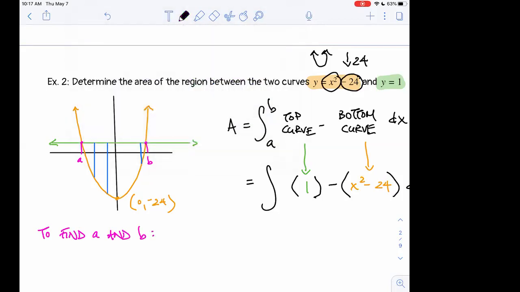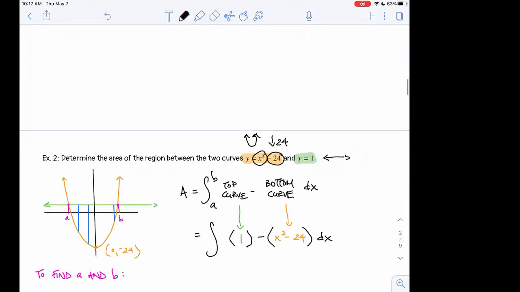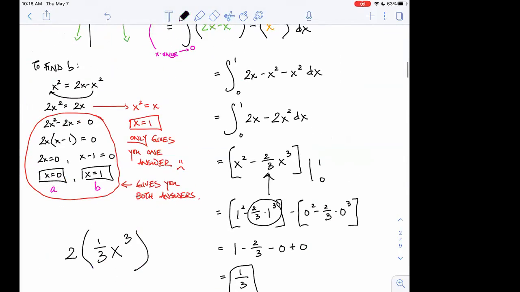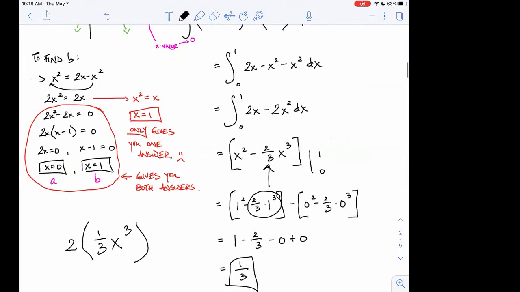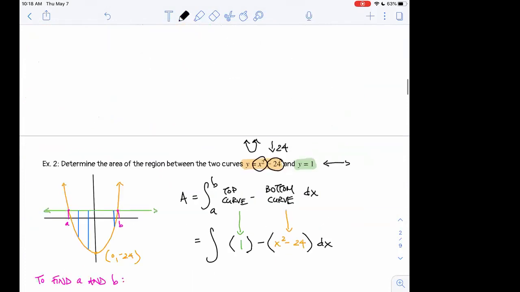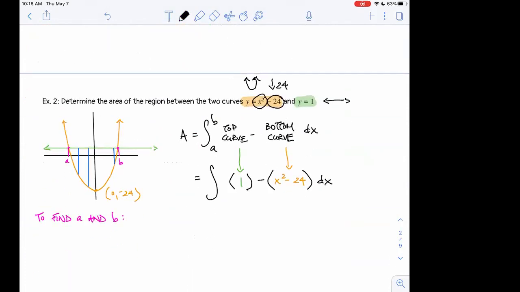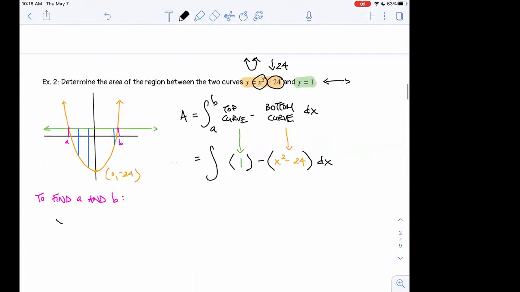we're going to use the same idea that we did earlier, which is we're going to take our two equations and we're going to set them equal to each other. So I'm going to take my x squared minus 24 and I'm going to set it equal to 1. Okay.